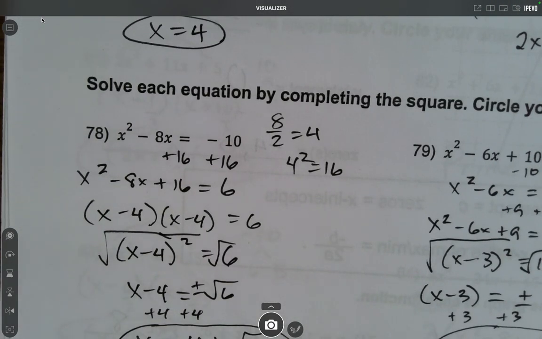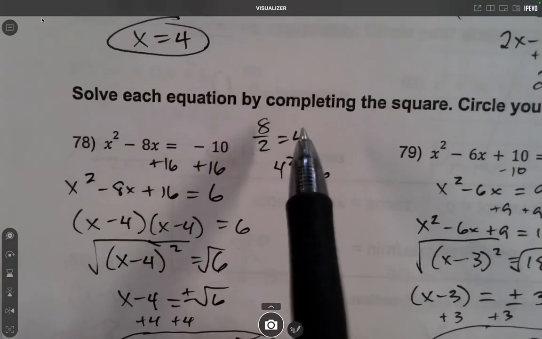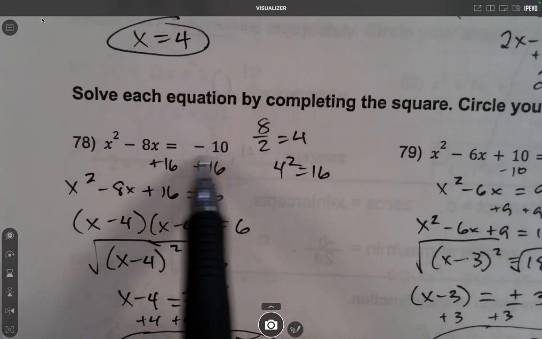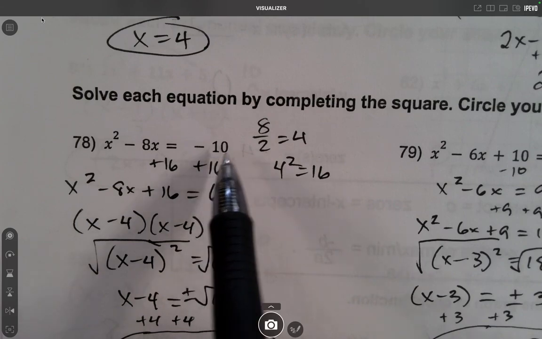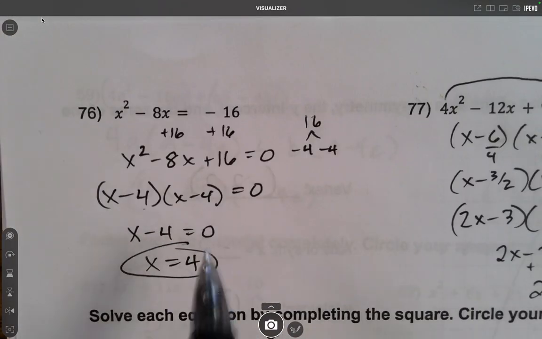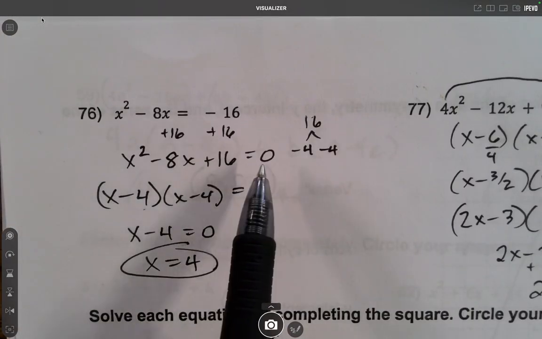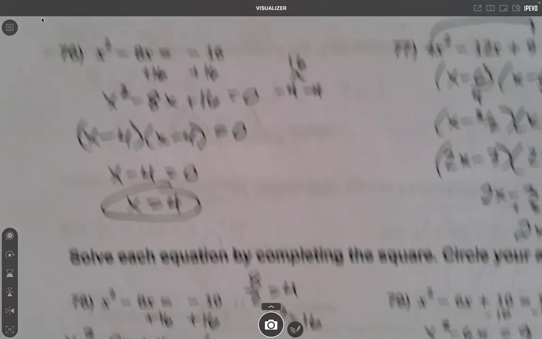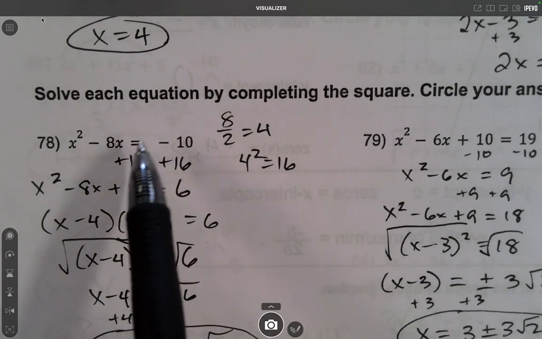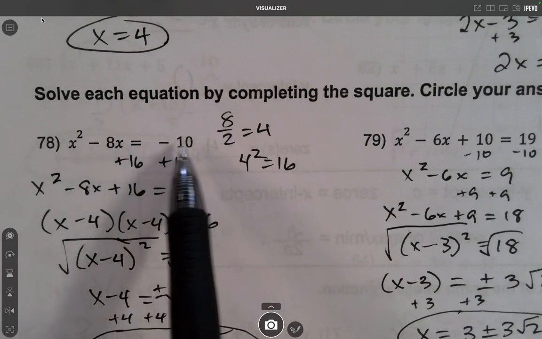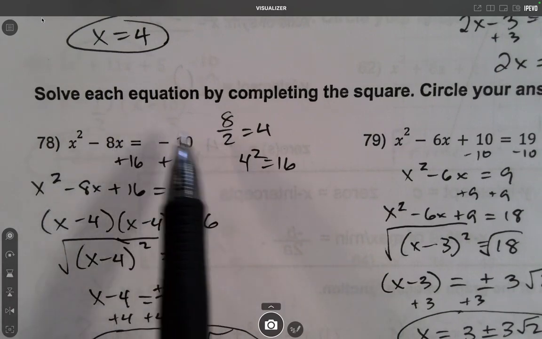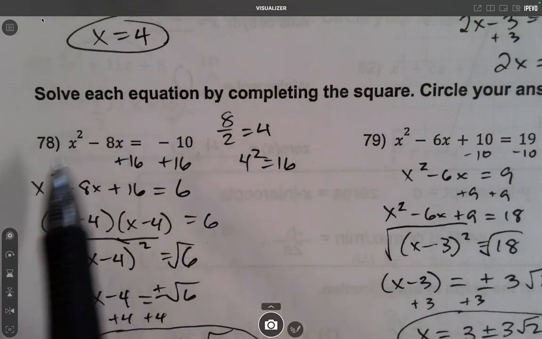78, solve by completing the square. When we're completing the square, we want the constant over by itself on the right-hand side. So when I was factoring, I wanted it to be in this form so I equaled 0. But when completing the square, we want the x's on the left and the constant on the right. Then we do the magic, half the middle and square it.